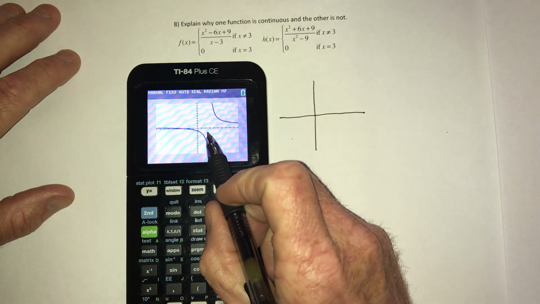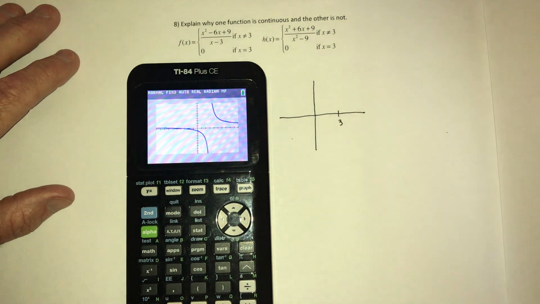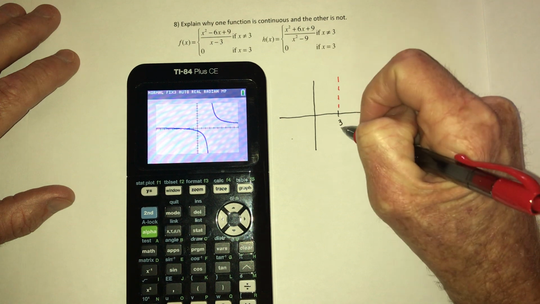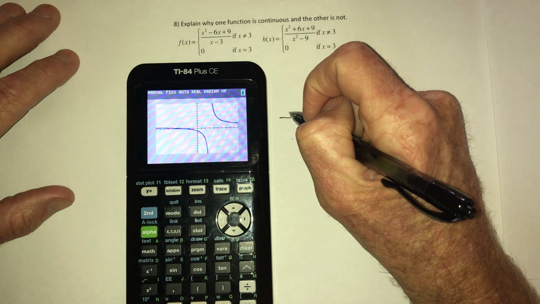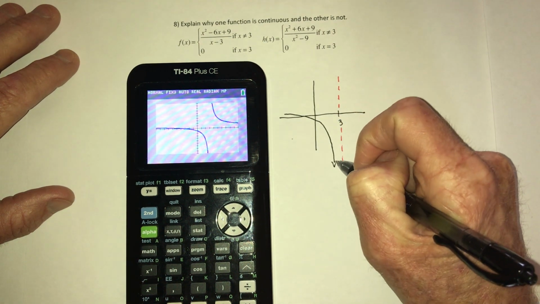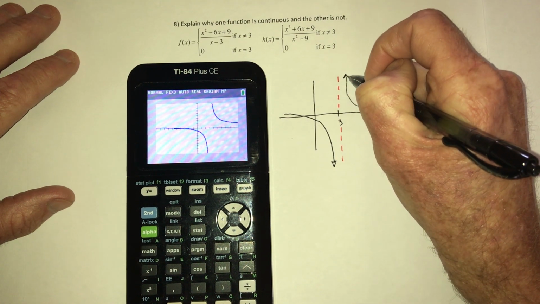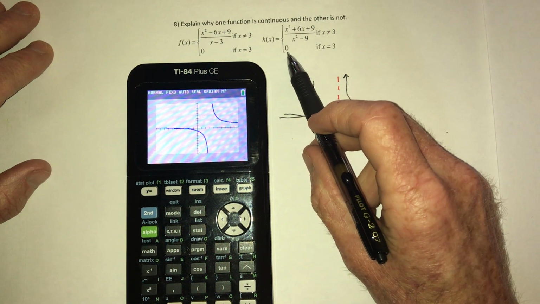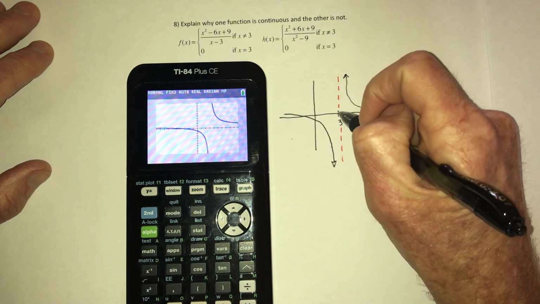So right here is x equals 3, and that one has an asymptote at 3. So this function goes down, and this part goes down to negative infinity, and this part goes up to positive infinity. And then this one is saying, oh, by the way, I also want you to put a dot where x equals 3 and y equals 0.